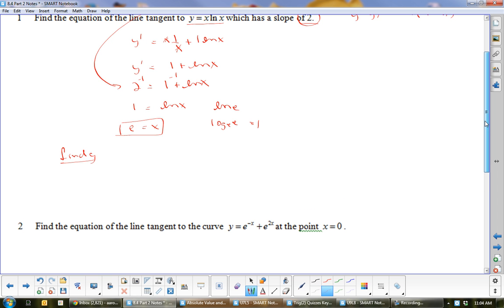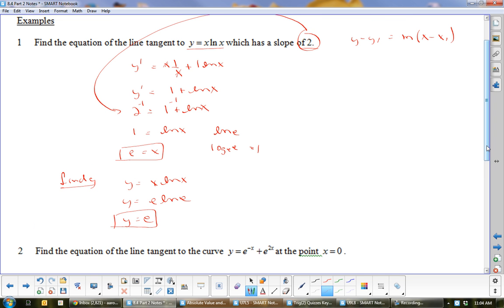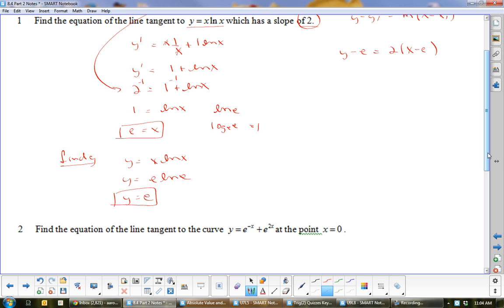So we have my original, y equals x ln x, y equals e ln e. We already know what ln e equals. It's 1. So we have 1 times ln e, so y equals e. So we've got everything we need. Now it's y minus e equals 2 times x minus e. So y minus e equals 2x minus 2e.